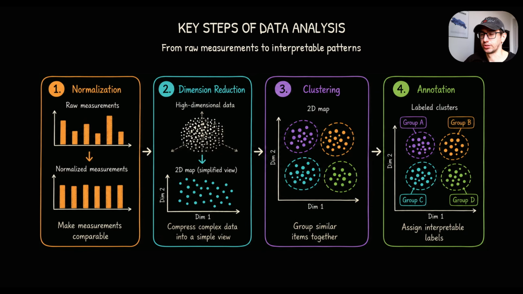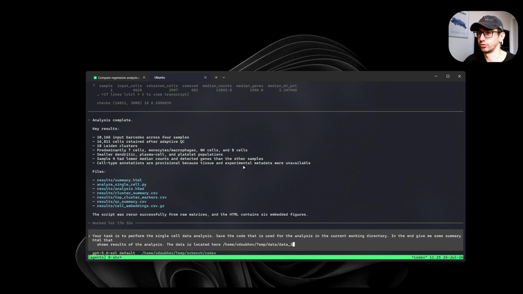So let's now switch to the results that I got. And before the results, I want to show you what kind of prompt I used, and I will describe why I did it in this way. I used Codex CLI and also Claude Code, and for both of them I used a very simple prompt. You can see the prompt here, and it's saying that your task is to perform the single cell data analysis, save the code that is used for the analysis in the current working directory. In the end, give me some summary HTML that shows results of the analysis, and the data is located here. So I just provided the path to the data that I want to analyze, and basically I used exactly the same prompt for GPT 5.6 Sol and also for Sonnet 5.